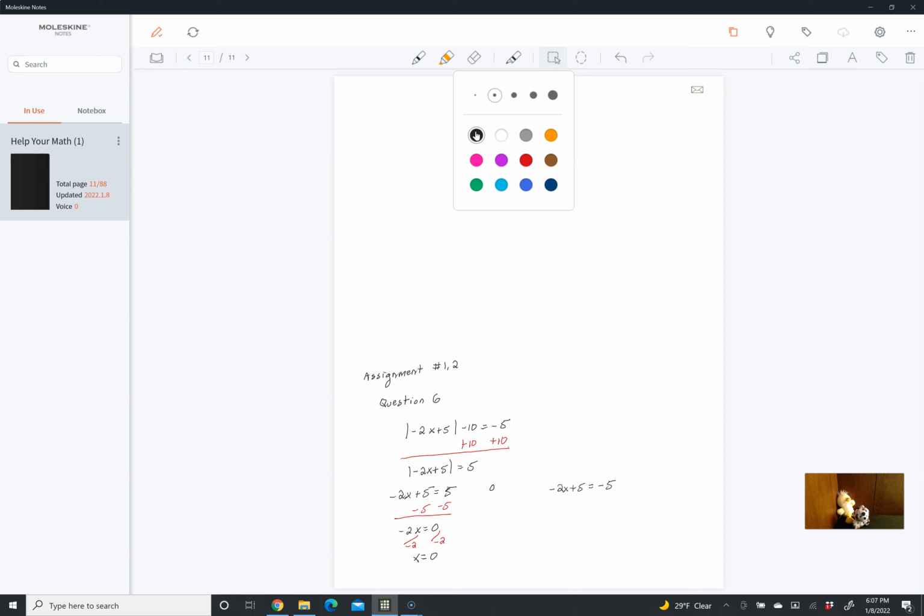Okay. Or we have this second equation. So when we solve this second equation, similar, we subtract 5 from both sides. And in this case, we get that negative 2x is equal to negative 10. Divide both sides by negative 2. And for this equation, we get that x is equal to 5.